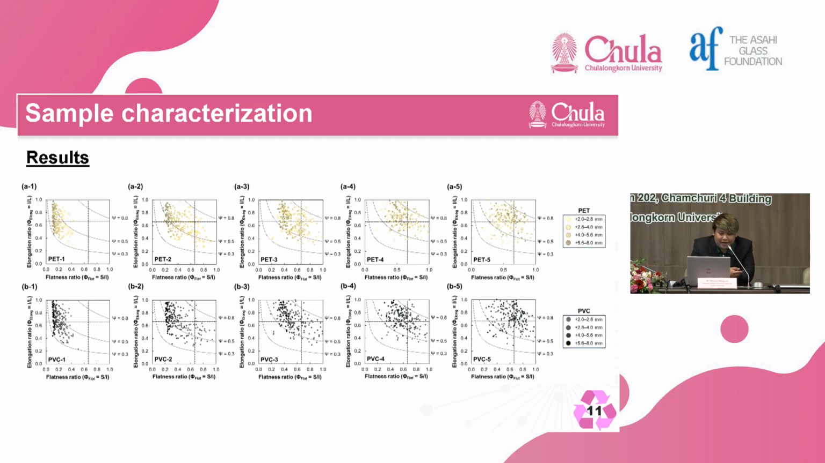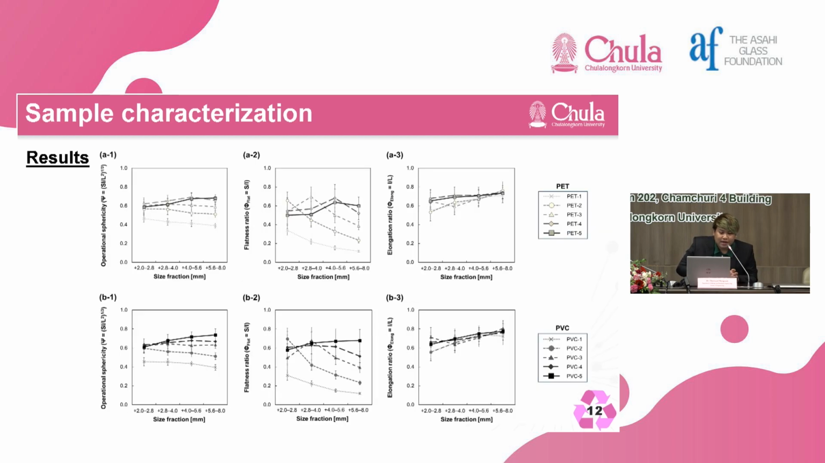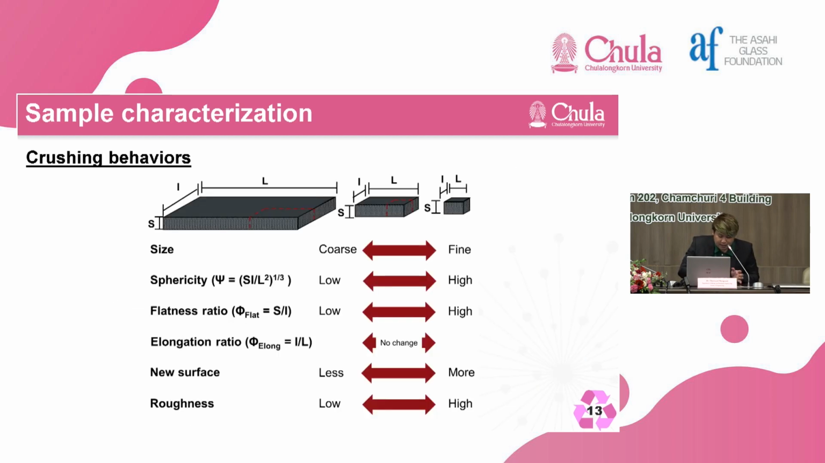After that, I checked the shape distribution. The results show that for thick plastics, the crushing behavior is quite random. However, in the case of thin plastic, the size reduction only occurs in some directions. In this case, it's quite difficult to crush in the short dimension, that is the thickness. That makes the size and shape change with crushing, so not only the sphericity, flatness ratio and elongation ratio, but roughness also changes.